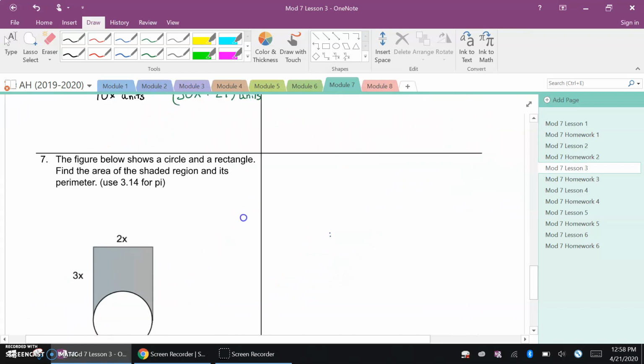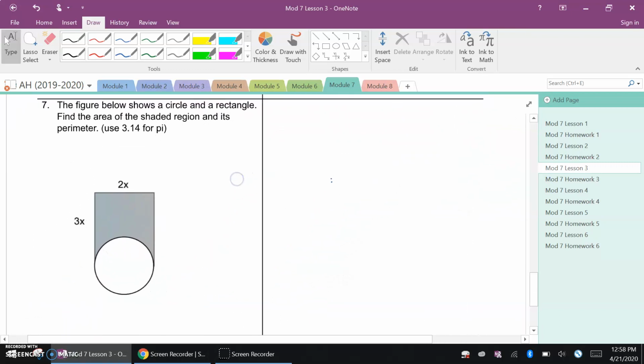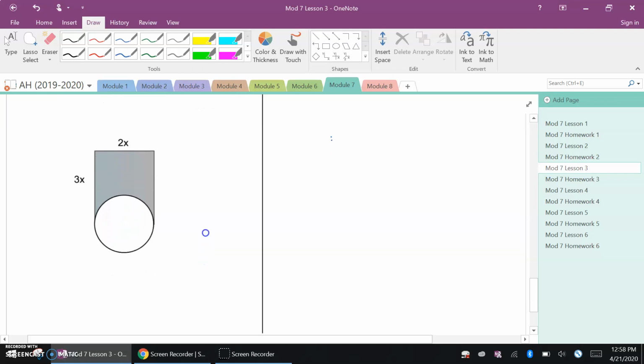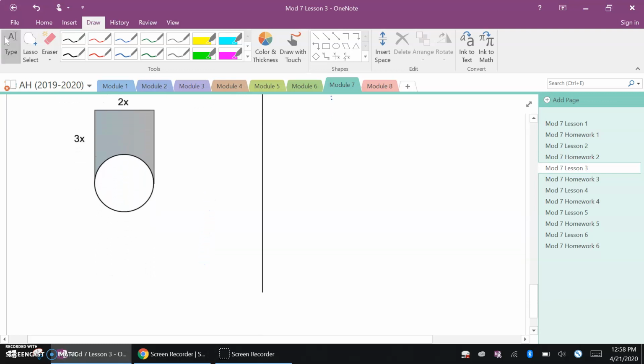Okay, so looking at number 7 is going to be the last one. It says the figure below shows a circle and a rectangle. Find the area of the shaded region and its perimeter. Use 3.14 for pi. So in order to find the area of the shaded region, we are going to take the area of the rectangle and we're going to subtract out part of the circle. But we don't need to subtract out the whole circle because the rectangle ends right there. So we only need to subtract out half a circle's area.